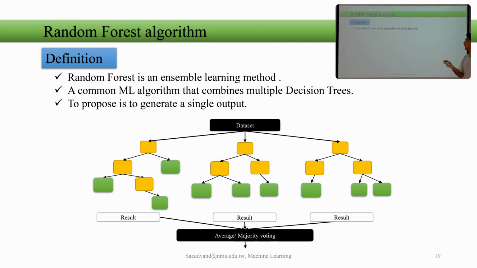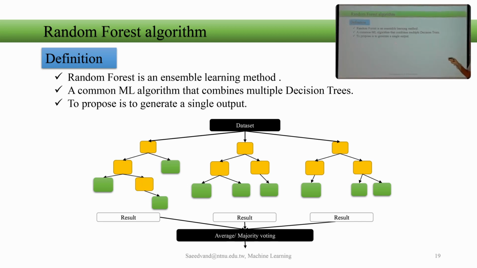So what is the random forest? Random forest is an ensemble learning method, and it's a common machine learning algorithm that combines multiple decision trees. So this is very nice. You can think now, combining multiple decision trees. Now it means that instead of having one decision tree, I would like to have different decision trees. And I defined already ensemble learning. Now you should know how it works based on these only two definitions.